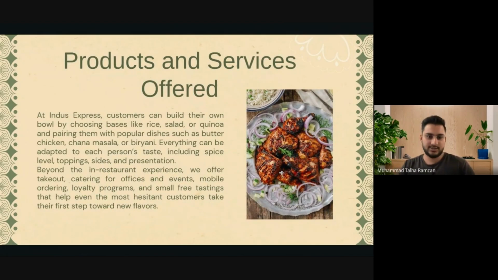All right, so our main product is going to be build your own bowl, just like Chipotle. You have some carbs, then you choose your proteins, you choose sides, and then you have drinks and other extra items on the menu.